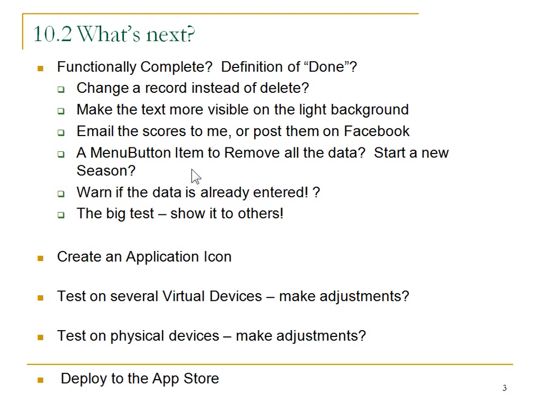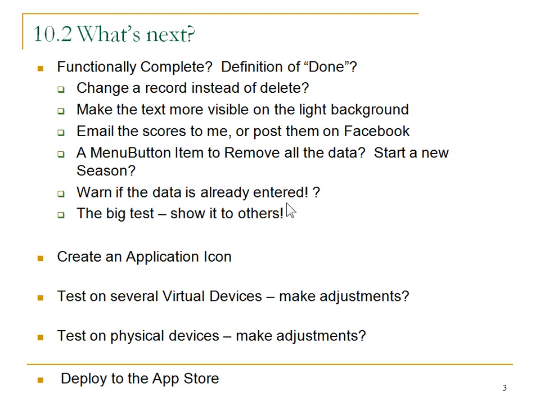So suppose we've kept the records for the current bowling season and we want to start a new season. Maybe warn the user if the data has already been entered. So if you entered your bowling scores for this week and then you forgot and entered them again, maybe you could say, oh, on January 24th you already have entered your scores for that date. And the big test of what else should be added is when you show it to others and they give you feedback on what they like and don't like about it.